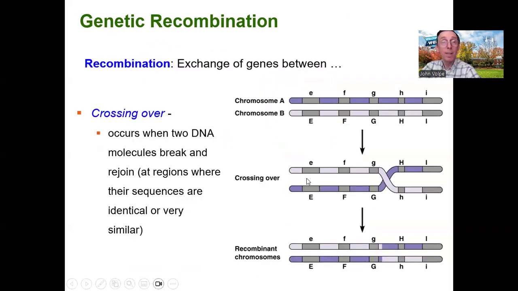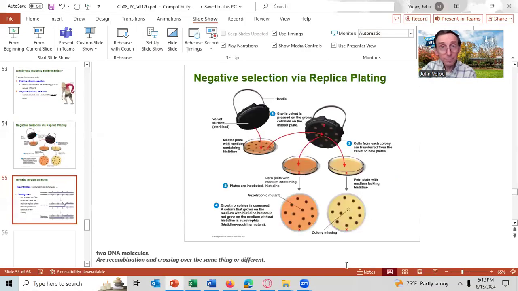All right. So that's it for mutation. Now let's talk about genetic recombination. Recombination is the exchange of genes between different DNA molecules, or in humans, we're going to call it chromosomes.